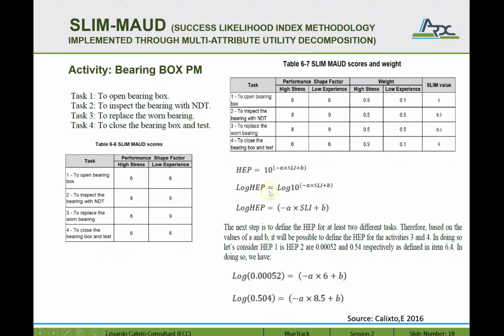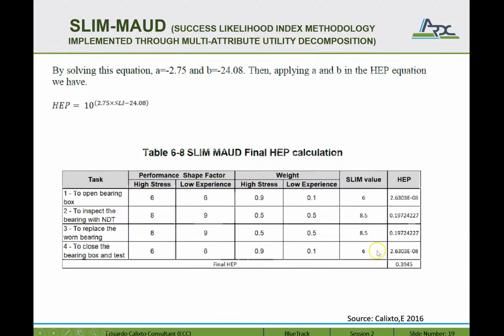So now I come back to my equation, human error probability, and I need to apply log in the two sides here to get this equation here. So now what I'm going to do is define two probability values to get the values of A and B in this equation. If I have the values of A and B, I will be able, based on each success likelihood index, to predict human error in each task here.